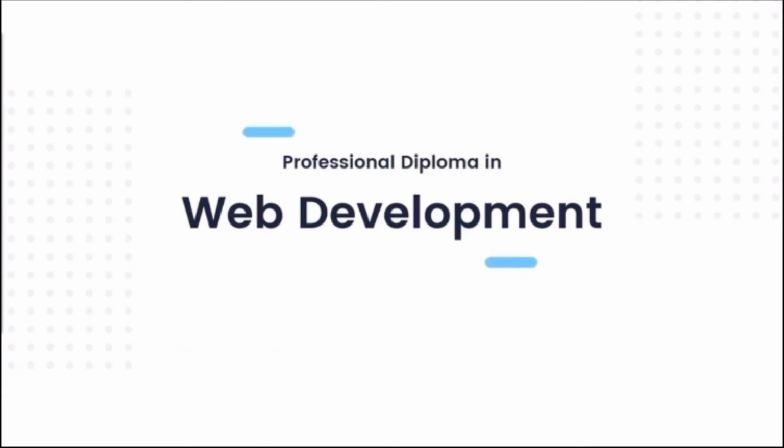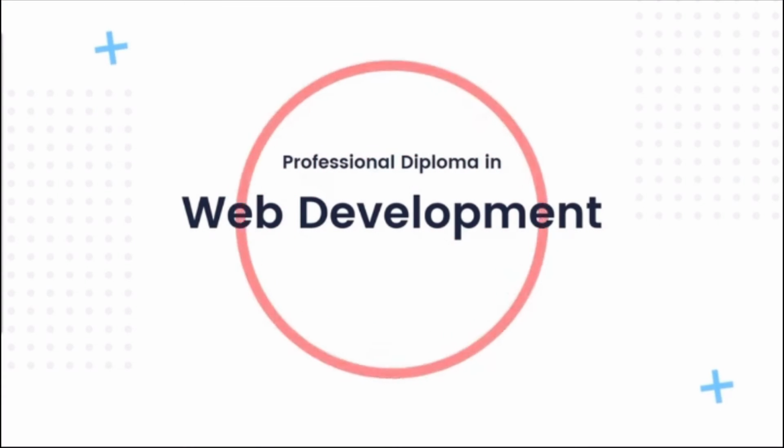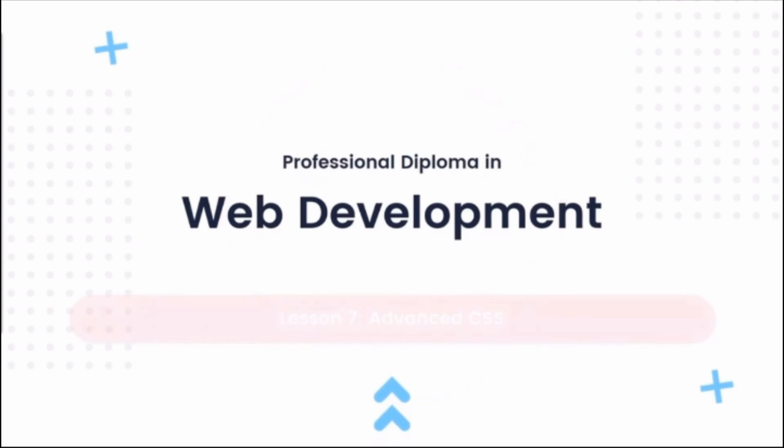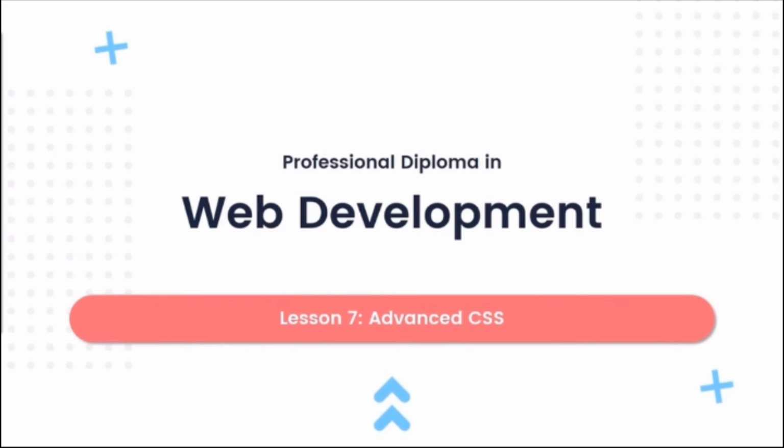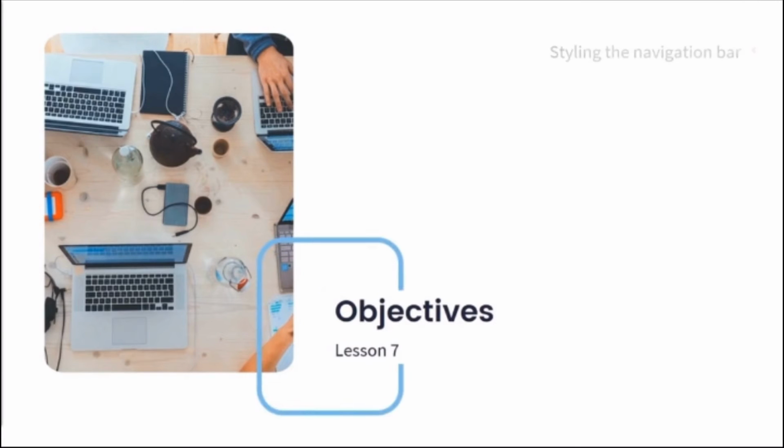Now, in our previous session, we had a somewhat introduction to CSS. In today's lesson, lesson 7, we are going to be focusing on more advanced concepts in CSS. Now, let's have a look at what's coming up in today's lesson. So in today's lesson, the first thing we'll have a look at is styling the navigation bar. And for the most part, this is going to be a theoretical approach.